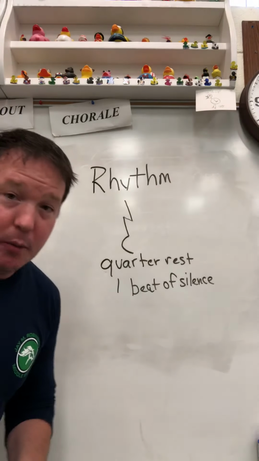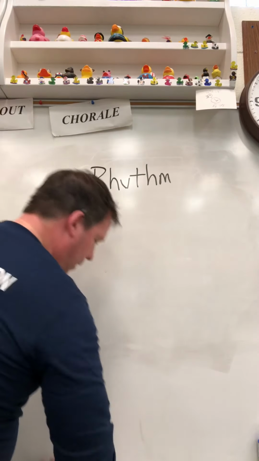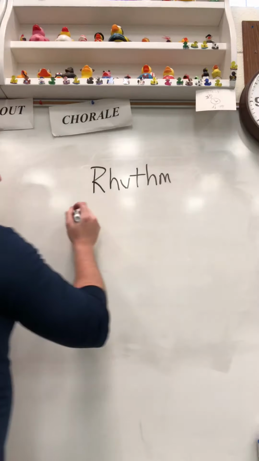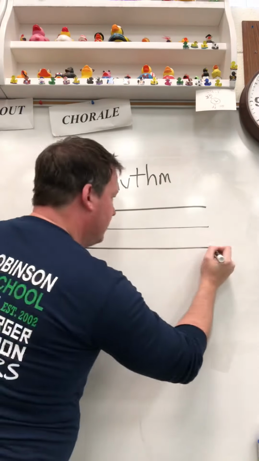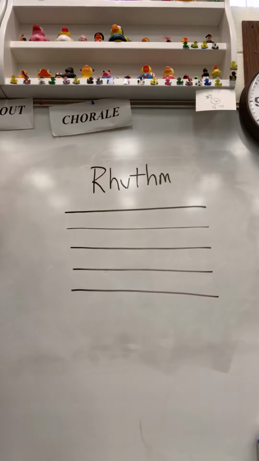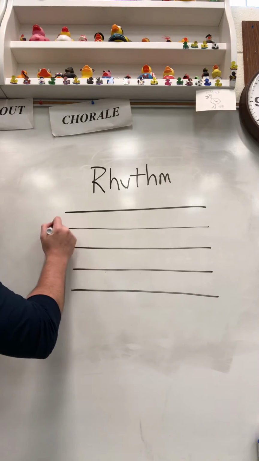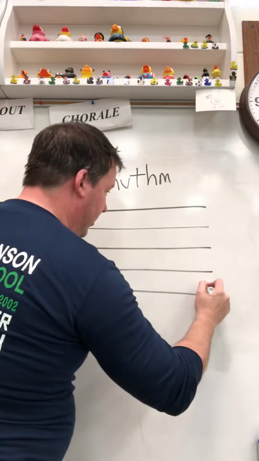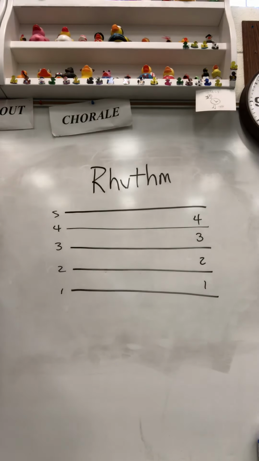Now what I want to do is show you how to draw these notes on a staff. So draw a very big staff. And we have 5 lines. Remember, staffs have 5 lines and 4 spaces. All right. So our first note is our whole note.